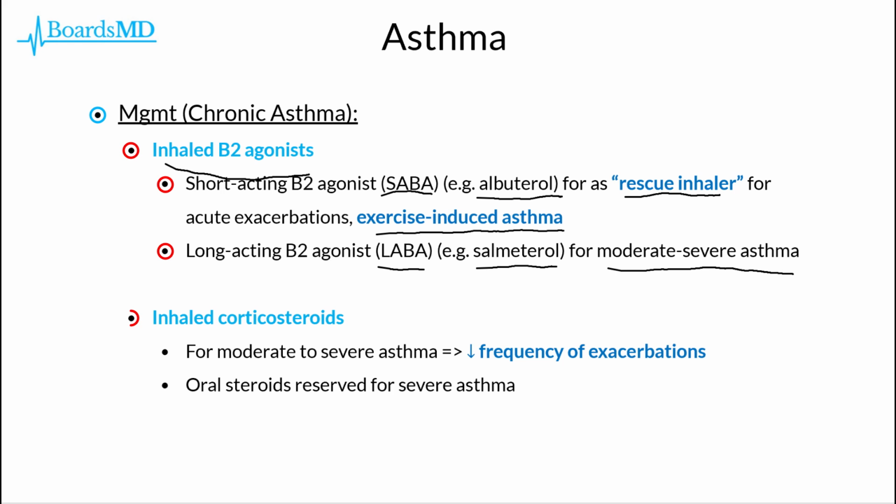Next, we have our inhaled corticosteroids. These are generally used in moderate to severe asthma, as they have been shown clinically to decrease the frequency of asthma exacerbations. Typically, as patients' asthma becomes more severe, we can also consider the use of oral steroids in the case of severe asthma patients.